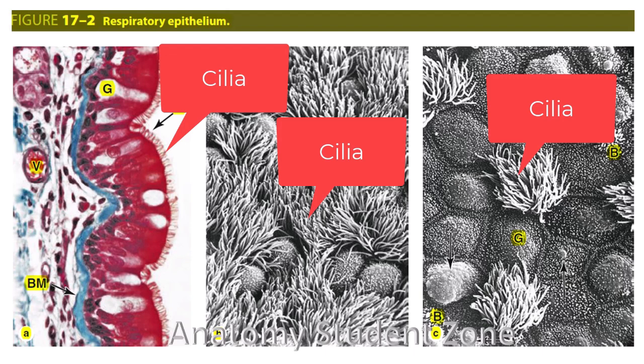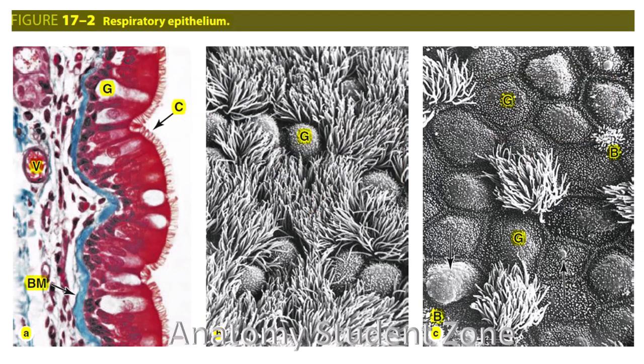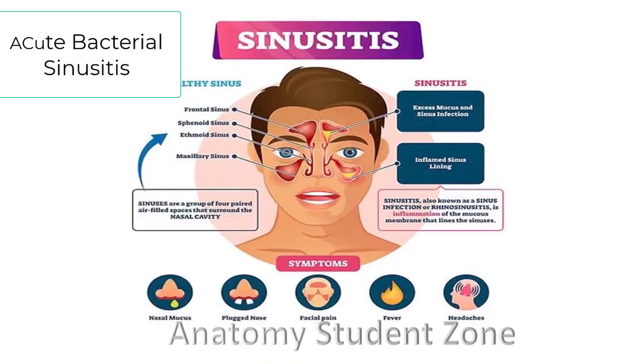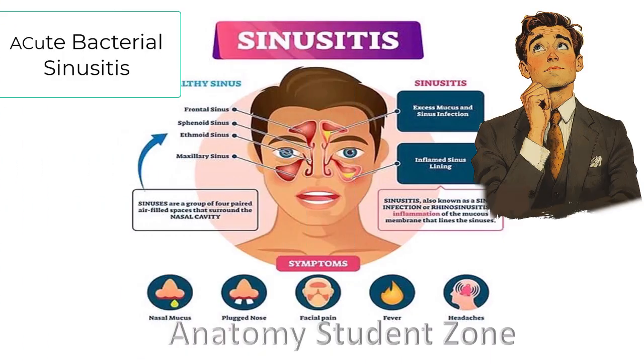And how its mucus is being cleared, we know very well. It's being cleared by means of the nasopharynx, whether we expel it by means of a cough or a sneeze, or we can swallow it. In this scenario, the patient was having acute bacterial sinusitis. That was a diagnosis made by you.